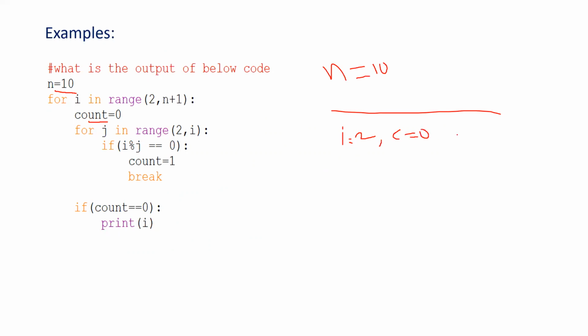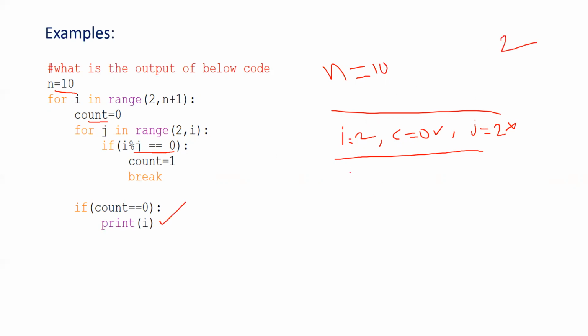And you see here, j will be ranging from 2 to i, which means j is starting from 2 and j is less than i. Now here, see this example. If i modulo j equal to 0, which means j is starting from 2 and less than i, in that case you won't consider any j. And the count will be 0 only. In that case you will print i, which means 2 will be printed.